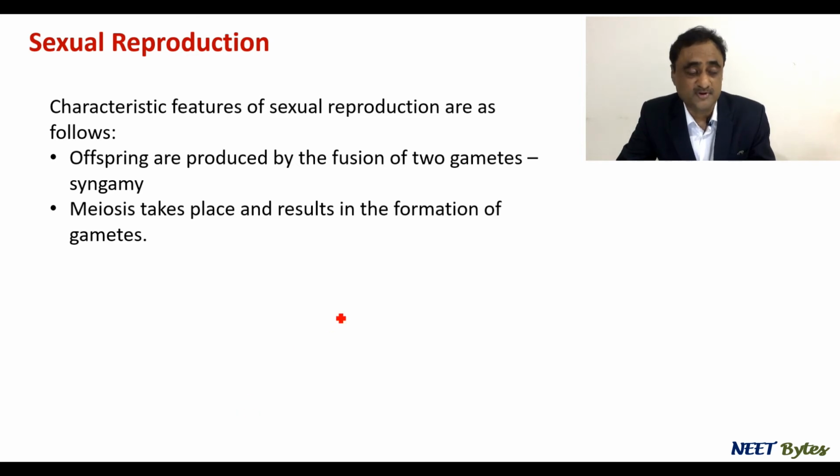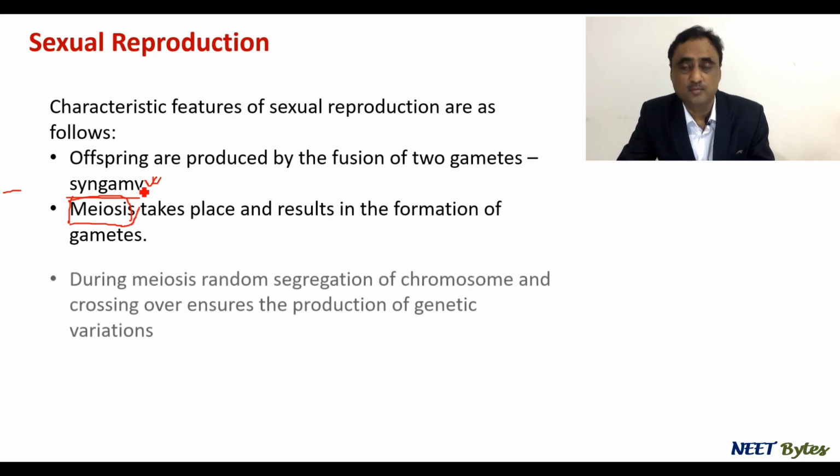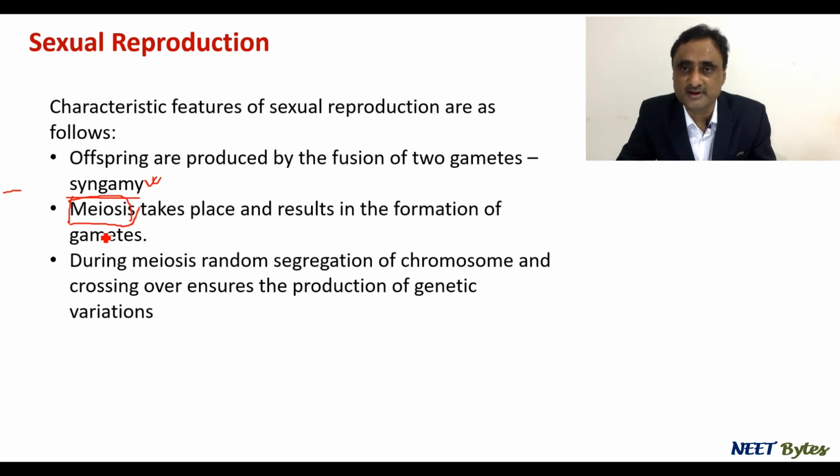How are the gametes produced? Gametes are produced by meiosis. So the two most important characters for any sexual reproduction are, one, meiosis, right? And second, syngamy. These two characters are present in any sexual reproduction across all living beings. So what happens during meiosis? There is a random segregation, and this also ensures the production of genetic variation. So that is one of the important attributes of sexual reproduction, right?